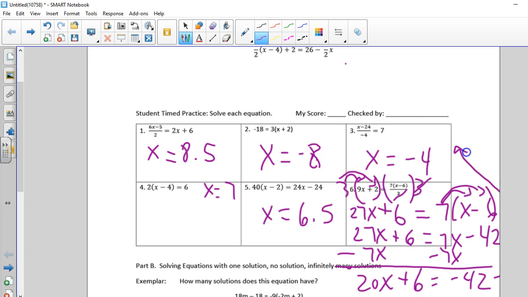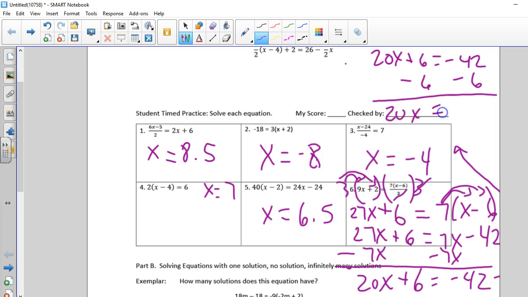I'm going to bring it up here to the top. 20x plus 6 equals negative 42. I'm going to subtract 6 to eliminate the constant. I get 20x plus 0 equals negative 48 when I divide both sides by 20. I get negative 2.4.